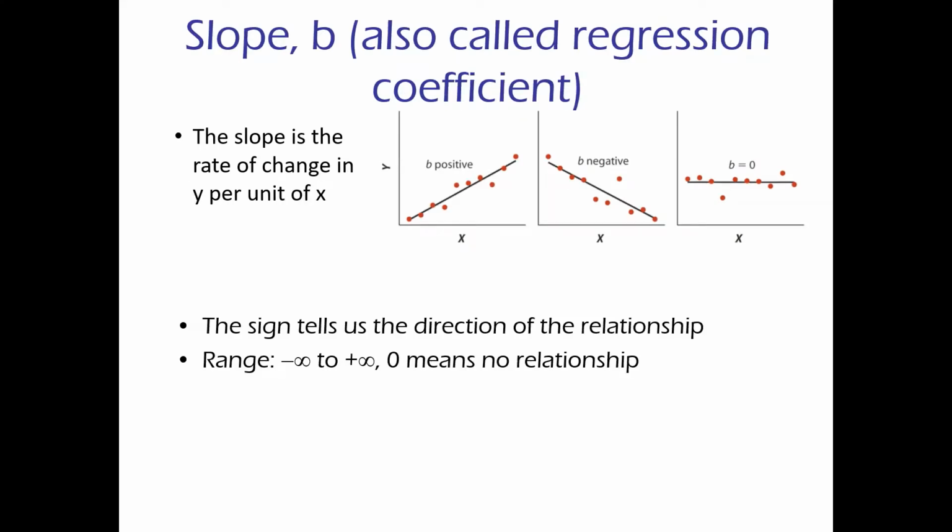The slope, b, also known as the regression coefficient, is the rate of change in y per unit of x. Its sign shows the direction of the relationship, where a positive value means y increases as x increases, and a negative value means y decreases as x increases. The slope may have a value from negative infinity to positive infinity, and a slope of 0 means no relationship between x and y.